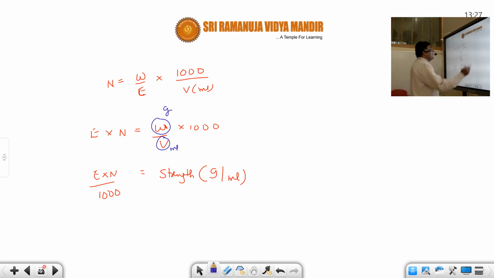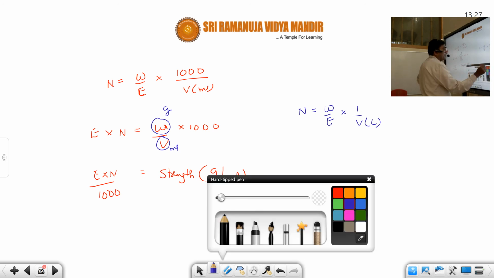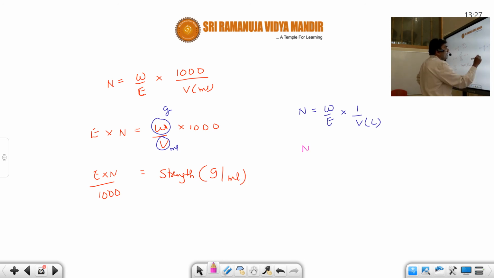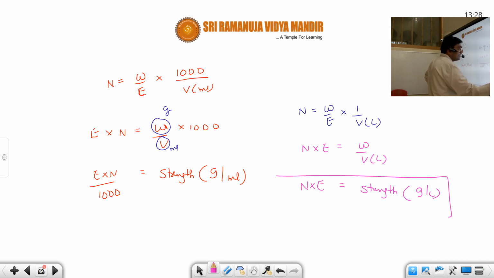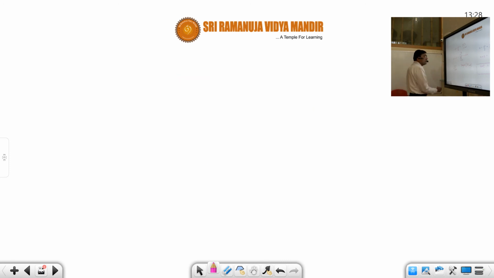So how to find the gram per liter? Normality is equal to weight by equivalent weight into 1 by volume in liters. Now I already conveyed to you, students, here normality into E is equal to weight by volume in liters. So weight by volume is called strength. Now strength is in gram per liter, that is normality into equivalent weight. This is called strength.